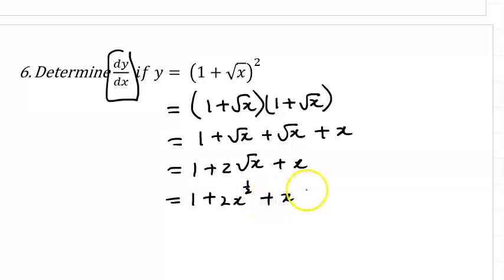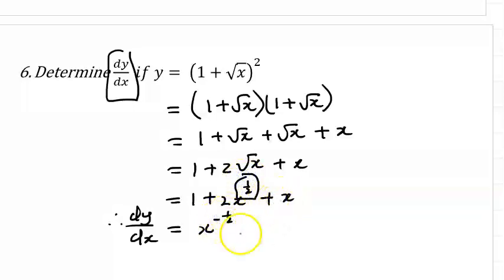Okay, so now we can say therefore dy/dx equals the derivative of a constant is 0. Half times 2 is 1, so you'll be left with x, and half minus 1, you're subtracting 1 from here, will be minus half. And the derivative of plus x will be plus 1. Okay, remember derivative of a constant is 0. And over here, half times 2 is 1, and subtract 1 from here. Half minus 1 is minus half. The derivative of plus x is plus 1.